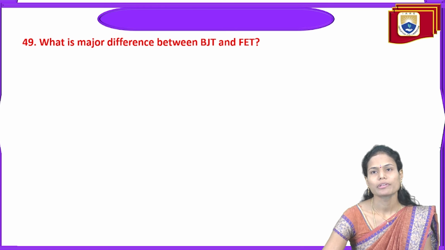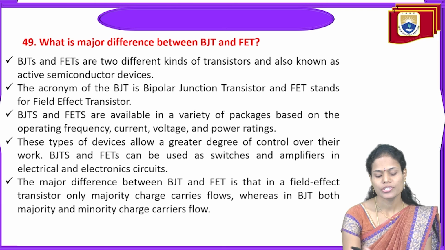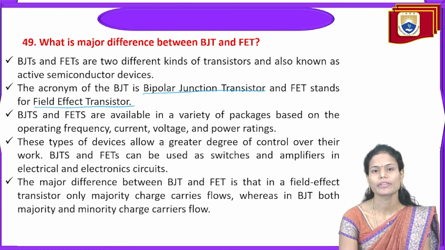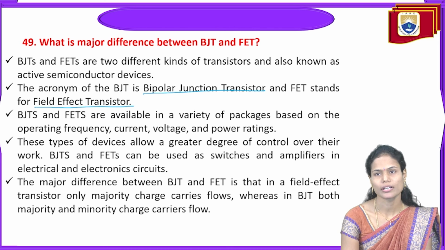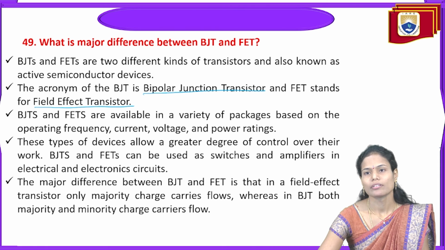What is the major difference between the bipolar junction transistor and field effect transistor? Generally, the bipolar junction transistor and field effect transistor are both active semiconductor devices. BJT is nothing but bipolar junction transistor and FET is nothing but field effect transistor. These two are available in different packages based on their operating frequency, current levels, voltage levels, as well as power rating levels. These types of devices allow high control over their work.